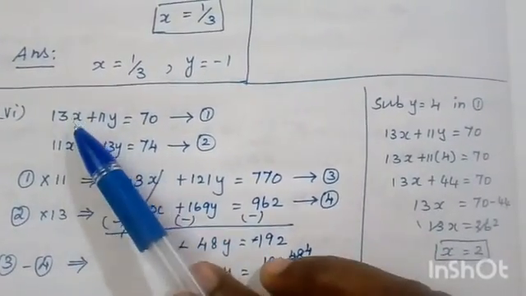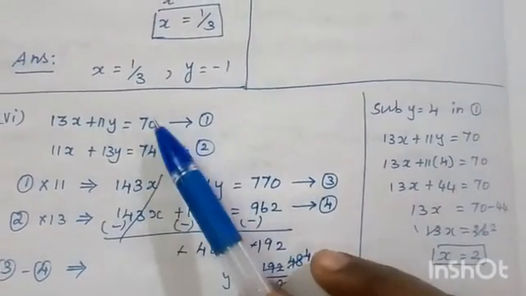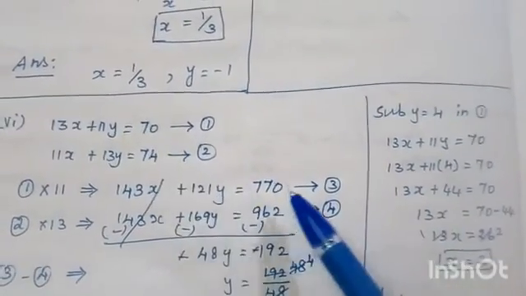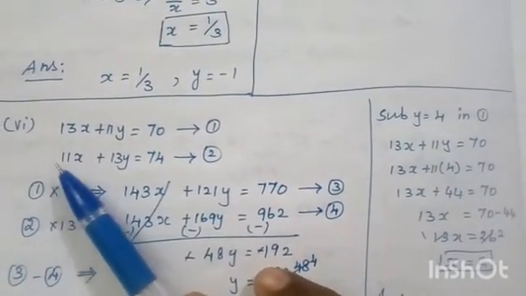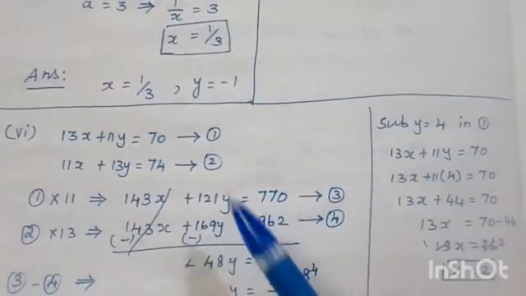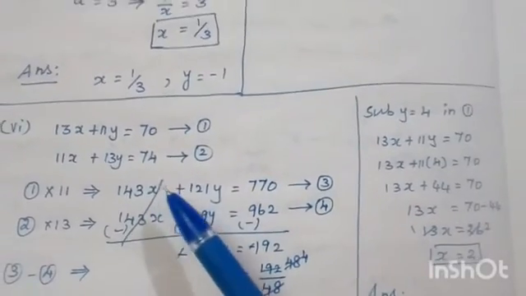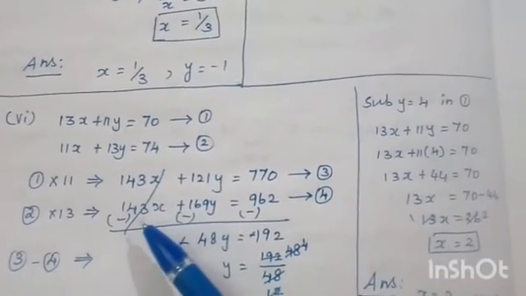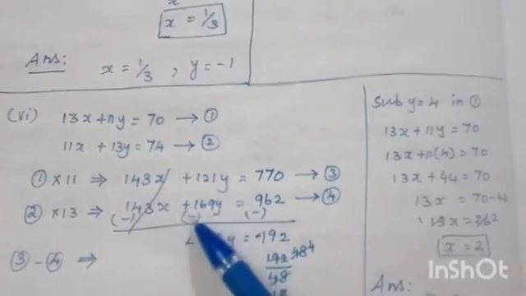Multiply with 11 means 13 into 11 is 143, 11 into 11 is 121, 70 into 11 is 770. Second equation multiply by 13: 13 into 11 is 143, 13 into 13 is 169, and 74 into 13 is 962. Now change the sign of the second equation. So for these to cancel, you have to subtract these two.